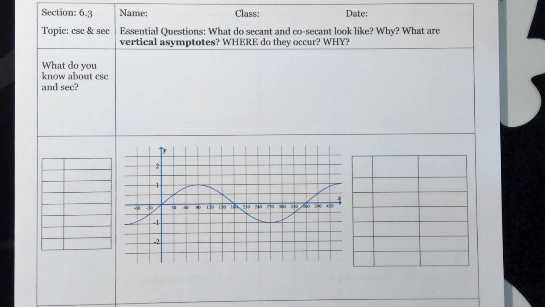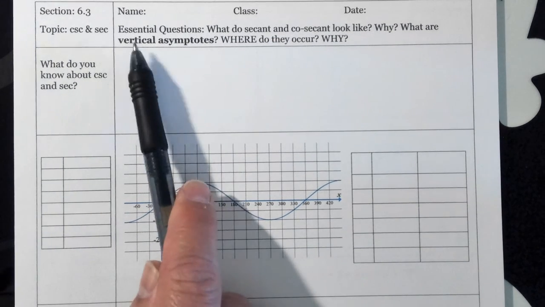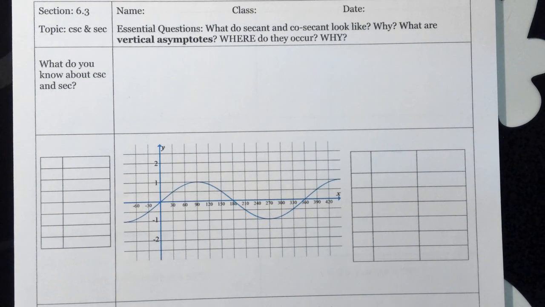Okay, lesson 6.3, we're going to learn about secant and cosecant this week. What do they look like? Why do they look like they do? And you're going to learn a new term, vertical asymptotes, which we talked about in chapter 1, but most of the functions that we have encountered up to this point really don't have asymptotes, so you'll see what they are, where they occur, and why you get vertical asymptotes.